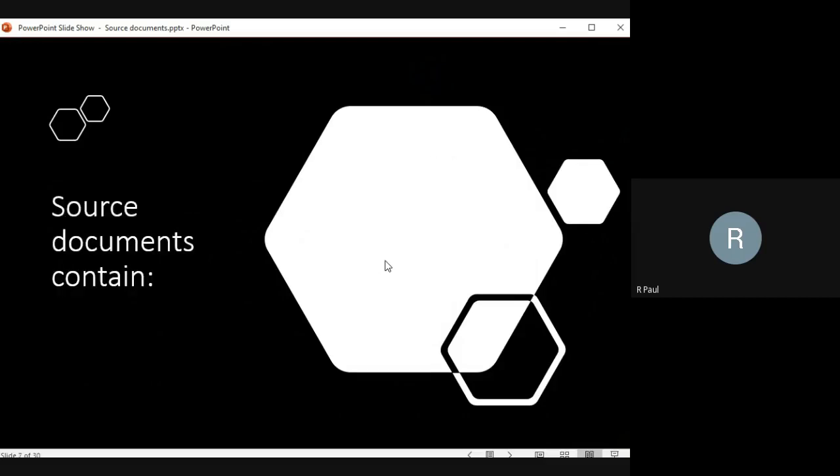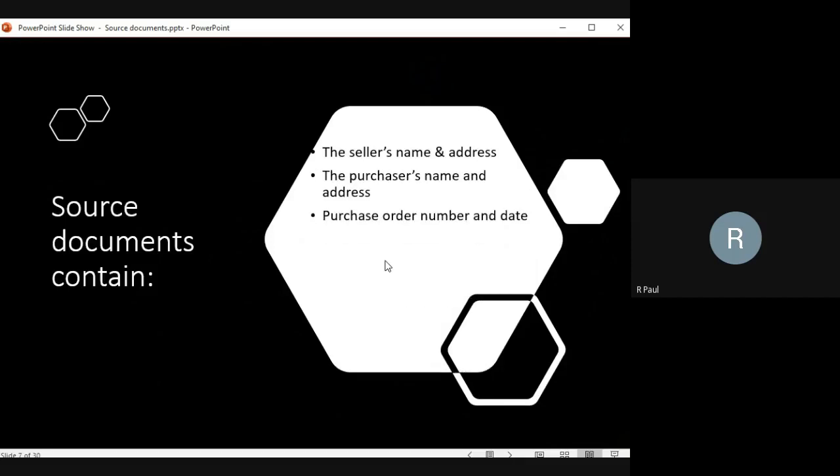Some source documents we will be looking at today contain the seller's name and address, the purchaser's name and address, purchase order number and date, date of delivery, description of goods and services, quantity and unit price, total amount due. Now, depending on the source document, it may contain all of these things, or it may contain some of them.